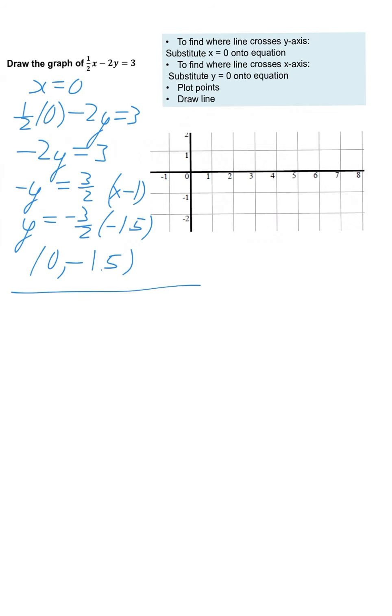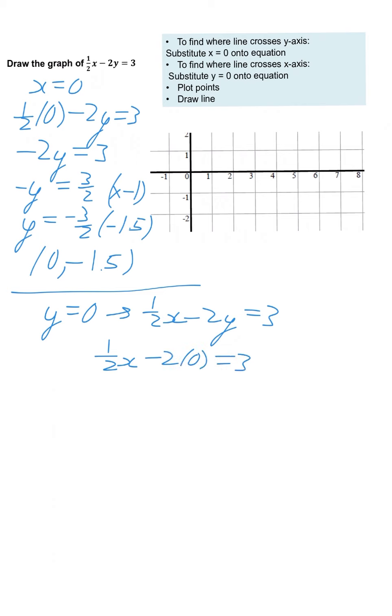Next step, let's substitute y equals 0 into the equation. I'm just going to write out the equation again. So I have a half x minus 2 times 0 equals 3. So a half x is equal to 3. A half x can also be written as x over 2 equals 3. To get rid of that fraction, I'm going to multiply the other side by 2. So x is equal to 6, and my coordinate is (6, 0).